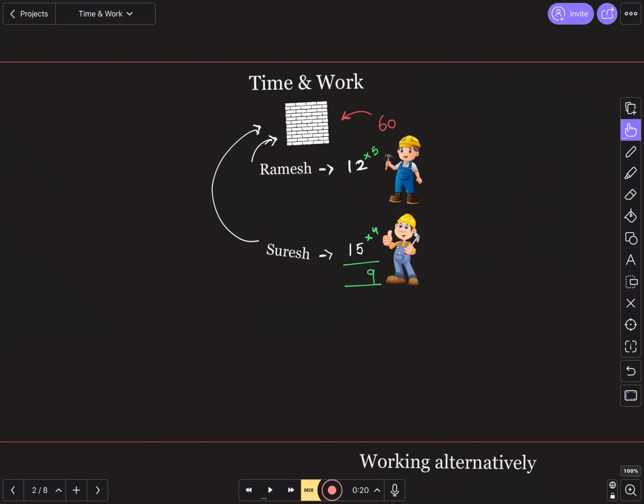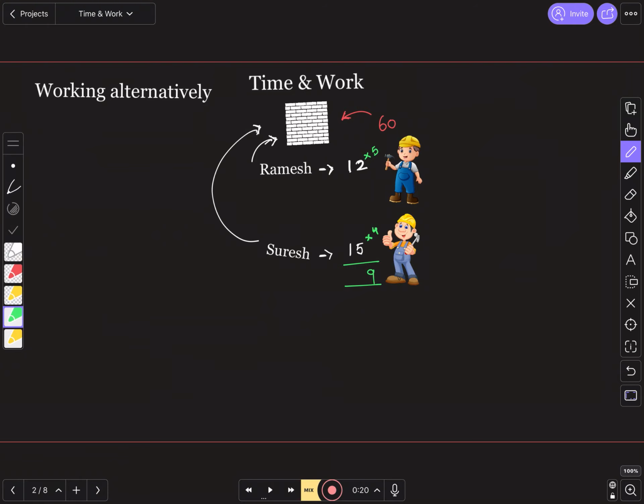Now let's come to the next part of it, working alternately, which means what? On the first day, Ramesh is working. On the second day, Suresh is working. On the third day, Ramesh is working. On the fourth day, Suresh is working, and so on. But you will ask me, how did you say that on the first day Ramesh is working? Let's solve both. Working alternately, first started by Ramesh, which means on the first day Ramesh is working.